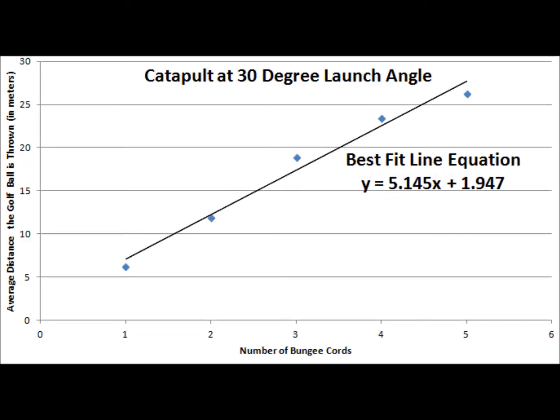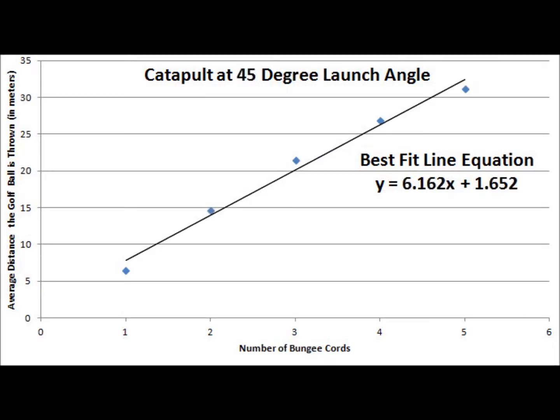This is our graph for the catapult at a 30-degree launch angle. The points on the graph are not as linear as before, but the equation for the best fit line is y equals 5.145x plus 1.947. The minimum value was when we used one bungee cord, and that value was 6.32 meters on average. The maximum value on average was with 5 bungee cords, and that distance was 26.27 meters.